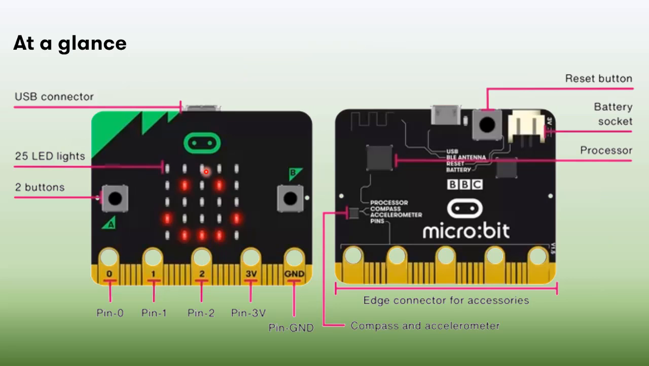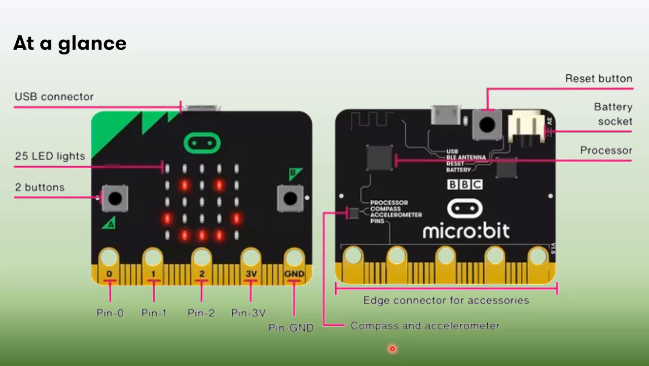It has 25 LEDs arranged in a 5x5 grid array. It has 2 buttons that we can use to program to actually get it to do other functions. It has a compass and an accelerometer that allows us to measure movement of the device. It also has the ability to have Bluetooth and a few other parts as well with it.